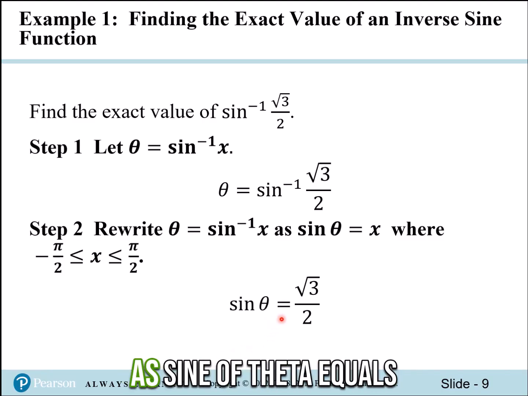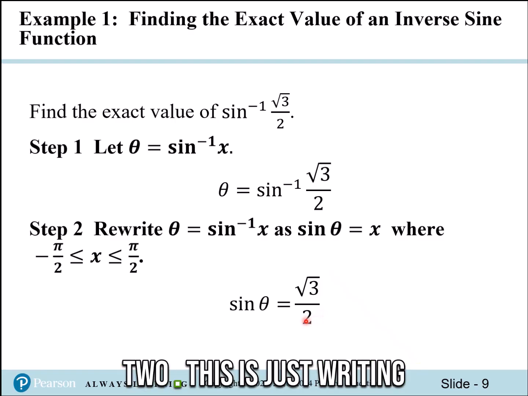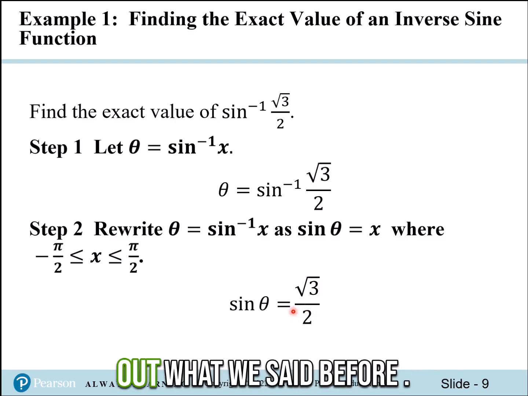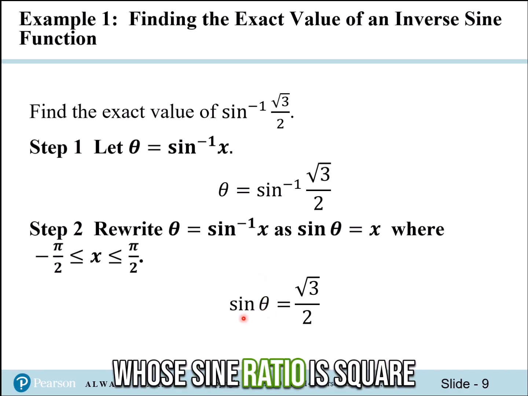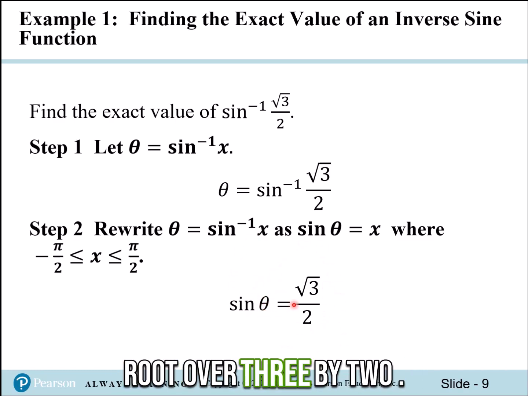So we write it as sine of theta equals square root of 3 by 2. This is just writing out what we said before. What is the angle measure whose sine ratio is square root of 3 by 2?